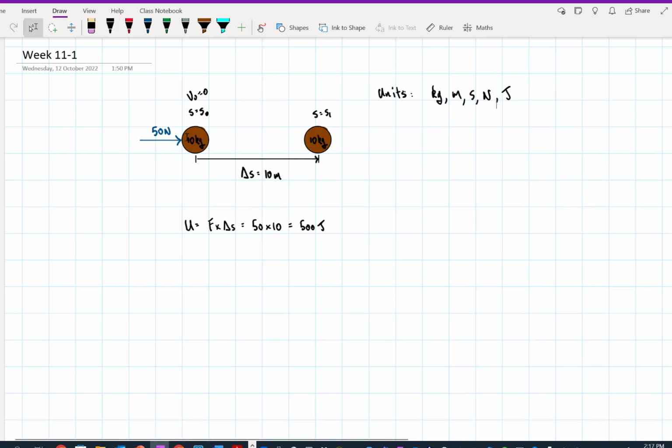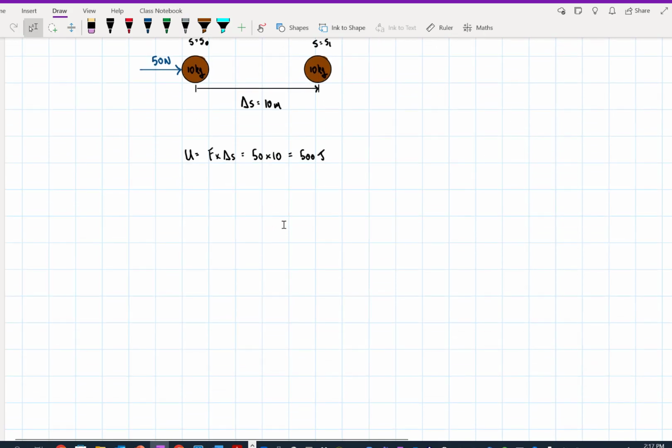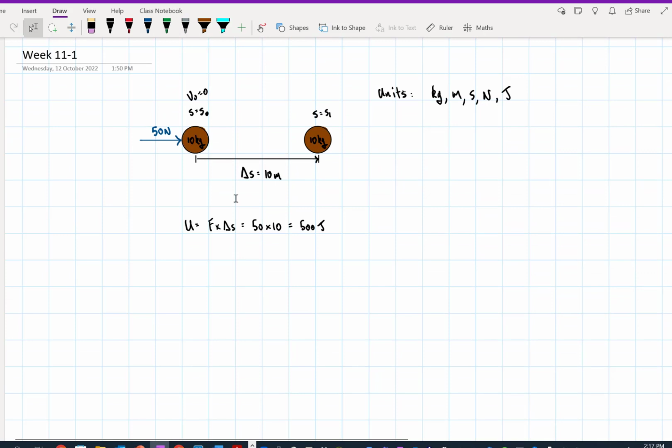So if this force pushes this object 10 meters and there's nothing else happening, it's just that force and that object, it's going to do work of 500 joules. And it's talking about a transfer of energy. So this force has transferred energy to this object, and so it's doing positive work. The work done by that force is positive if it's transferring energy to that object. And so what type of energy has that transferred to?